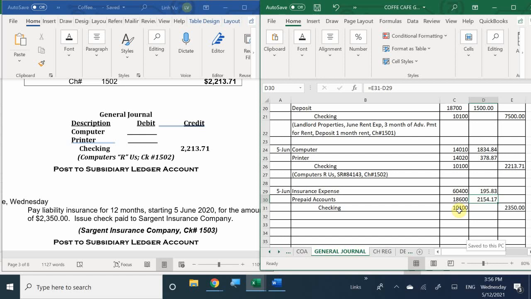Now, of course, the best way to solve for it is just to subtract it out. Subtract out your one month's worth.